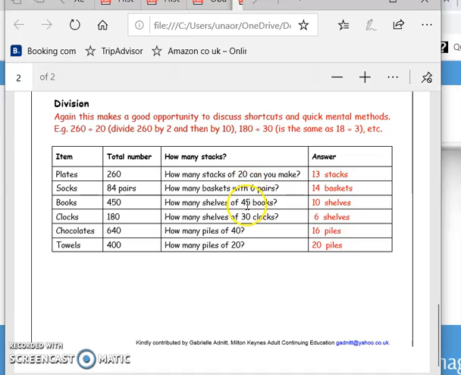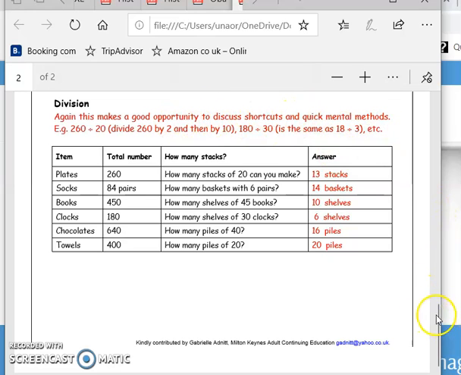450 divided by 45. You might know instinctively that it is 10, because this number is 10 times bigger than 45 and so on. So give those a try. There are lots of shortcuts. This is what's being discussed here. It assumes you know your tables. So don't feel under pressure to understand what's going on here.